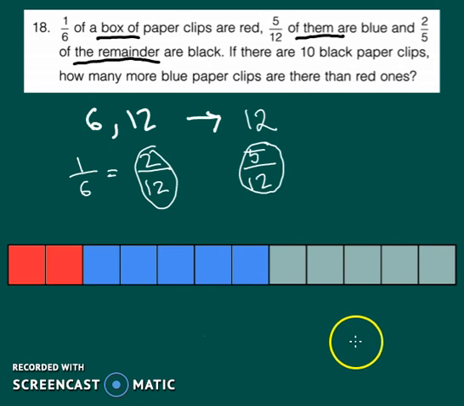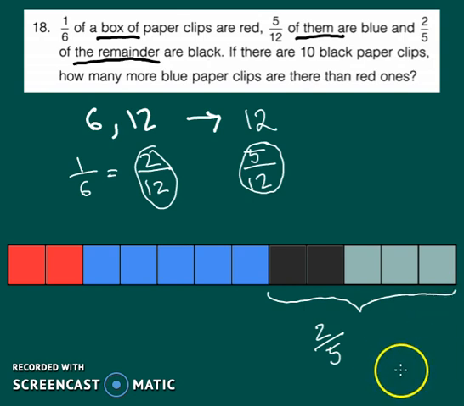And then we're told that 2/5 of the remainder are black. So what is left over here? This is the remainder. It just so happens that it's made up of 5 units already, so we don't need to do any more work. And we're told that 2/5 of this area is black, so we can just easily color in 2 of the 5 units to show the black paper clips. Now, what's the next piece of information that we're given? If there are 10 black paper clips, how many more blue paper clips are there than red ones?